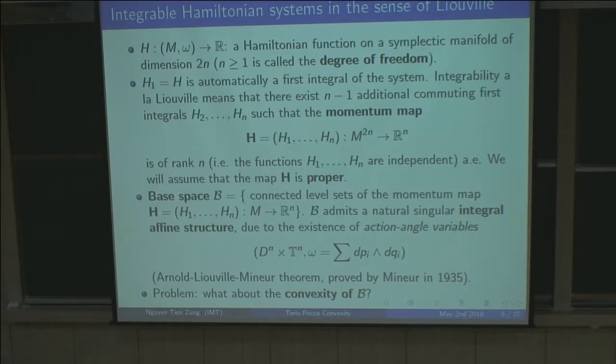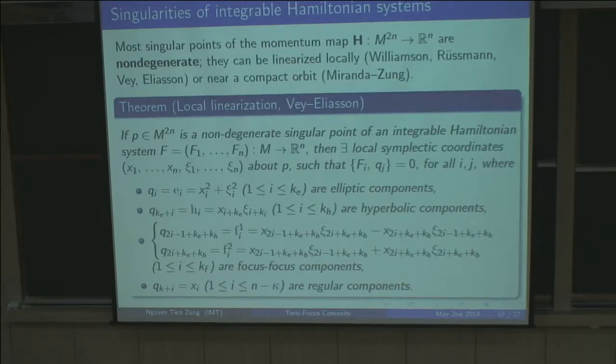But more generally, when the system may have other kinds of singularity, can we still say that there is some convexity property? And before talking about convexity, let's talk a bit about singularity, because the most difficult thing here is the singularity. It is the singularity which makes things complicated. So here we want to restrict our attention to the case of non-degenerate singularities only. So what is a non-degenerate singularity? The formal definition is a bit long, but let's say that it satisfies some natural genericity condition.